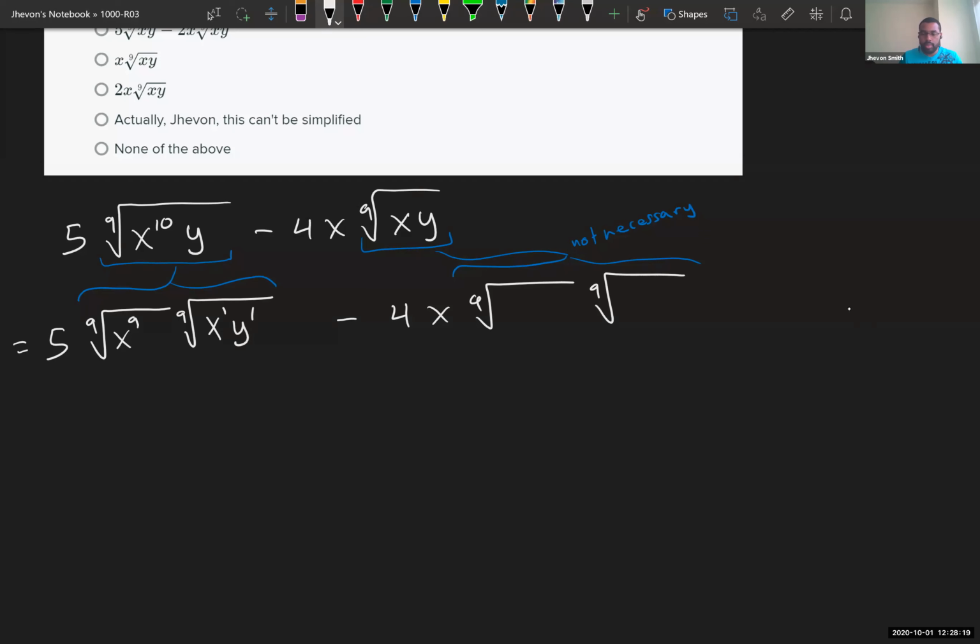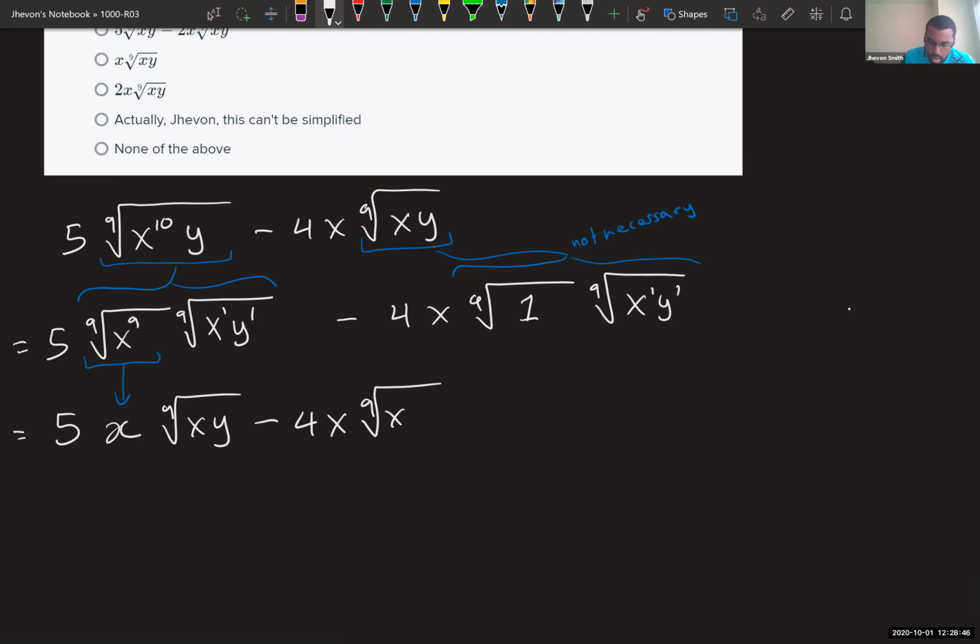the y's I can't. Similarly here, they would both be over here, x to the 1, y to the 1. Nothing would simplify from those. So yeah, that just wasn't worth it. However, here, this part here now simplifies to x. So we have that. Anyone see what we can do now? So I have 5x times the 9th root of xy minus 4x times the 9th root of xy.